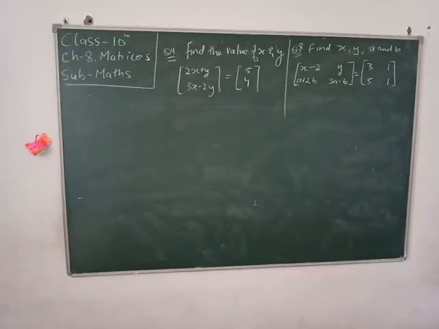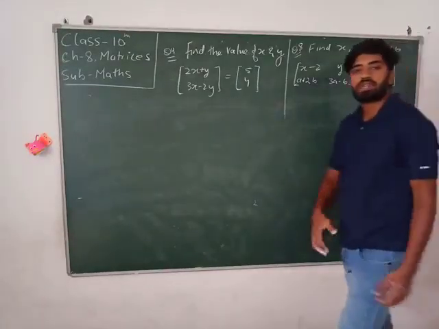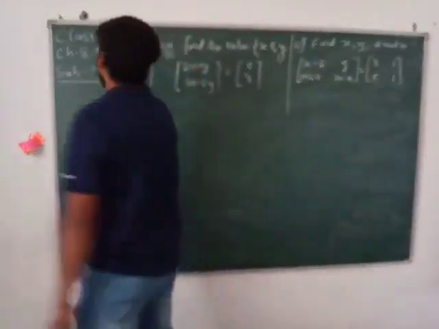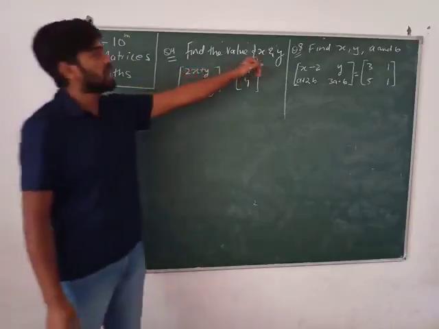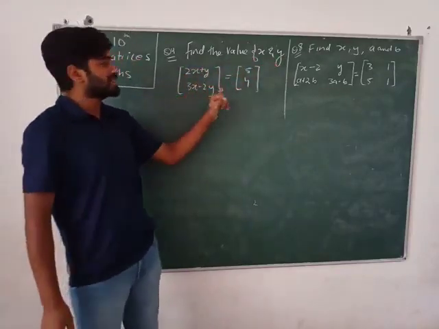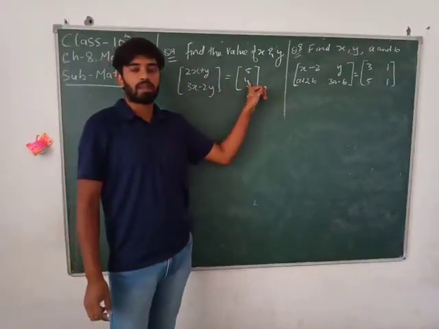Okay, let's try out some questions from the exercise so that it's helpful for you. We'll try question number 4. Question number 4 says, find the value of x and y when this matrix is given equal to this matrix.